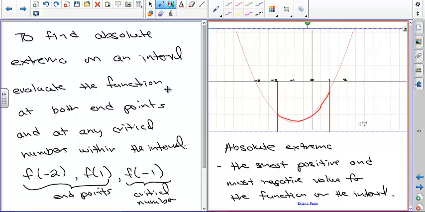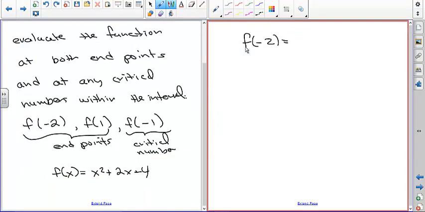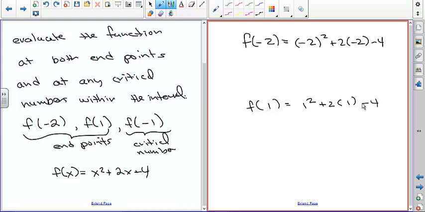And so we're going to add a page here. So f of -2 equals -2 squared plus 2 times -2 minus 4. f of 1 is going to be 1 squared plus 2 times 1 minus 4. And f of -1 is going to be -1 squared plus 2 times -1 minus 4. So go ahead and calculate what those are. Make sure when you square -2, you do that correctly. We already know from the graph what should happen, but let's see what we get.